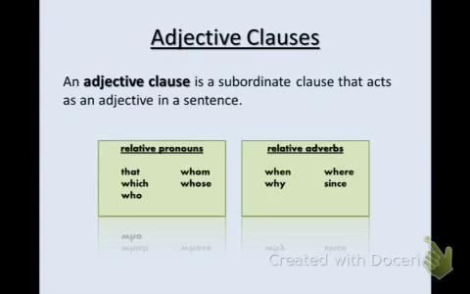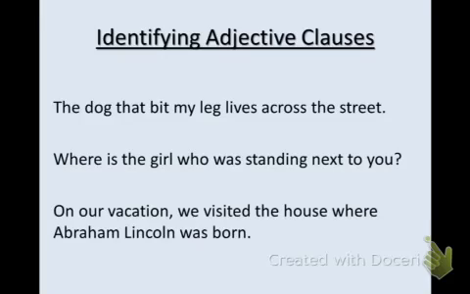Alright, let's take a look at how you will find adjective clauses in a sentence. Here are a couple of examples for you. In order to find those adjective clauses, we're going to be looking for those relative pronouns or those relative adverbs, and we'll be looking for the subject and the verb and all of the other words that go with it. We'll get into more of that in just a minute, but I wanted to give you a chance to see what a sentence looks like before we start labeling.